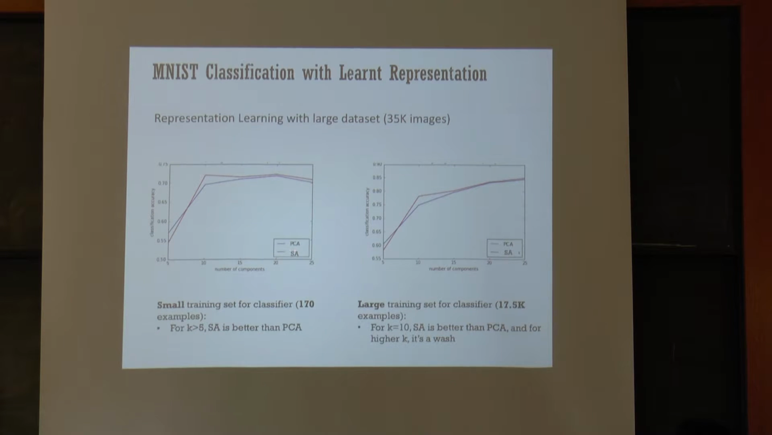We compare with PCA: the blue one is PCA and the red one is ours. This axis is the length of the encoding, the number of components. Except for the very small case, we are doing better, but not significantly better. There are a lot of experimental tricks that could be added on, and we didn't do all of them. On the other side, if we use a lot of examples, we still have something better.